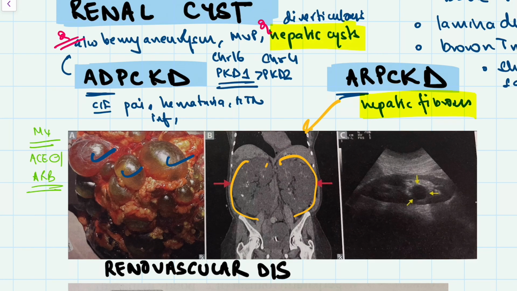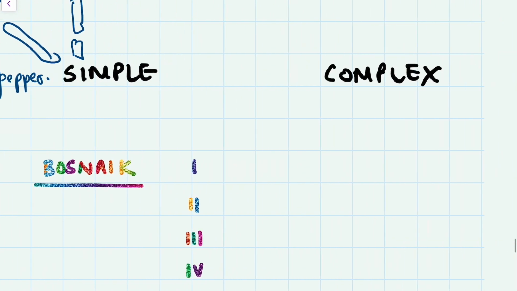Here, what happens is that there is significant oliguric renal failure in utero, which leads to Potter sequence. If the patient survives beyond infancy, then he can suffer from systemic hypertension, renal insufficiency, portal hypertension, and hepatic fibrosis. Right. Now the next topic is renal cyst.